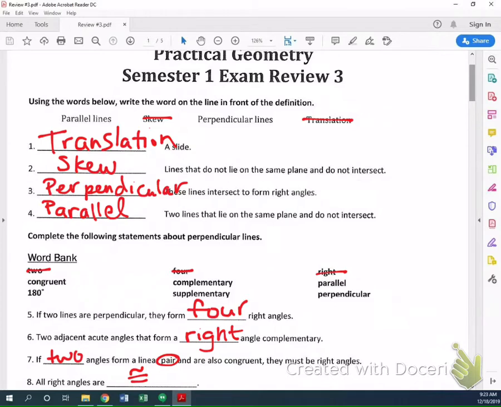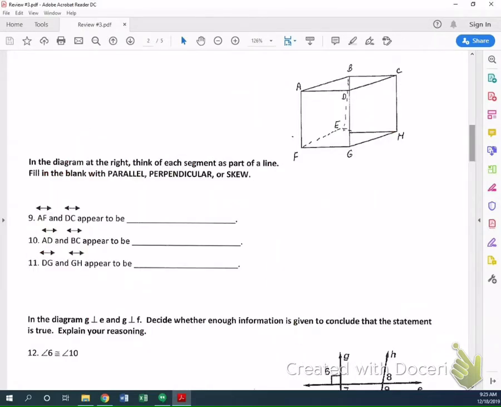Like I said, we're going to go through this a little on the quicker side, just so we can have some time to work on those note cards and chapter 4 together. Number 9, line AF and line DC, those look skew. They're not on the same plane. They're not going to intersect. AD, so this front part of the box, and BC, those look parallel. They are on the same plane, but they're not going to intersect.